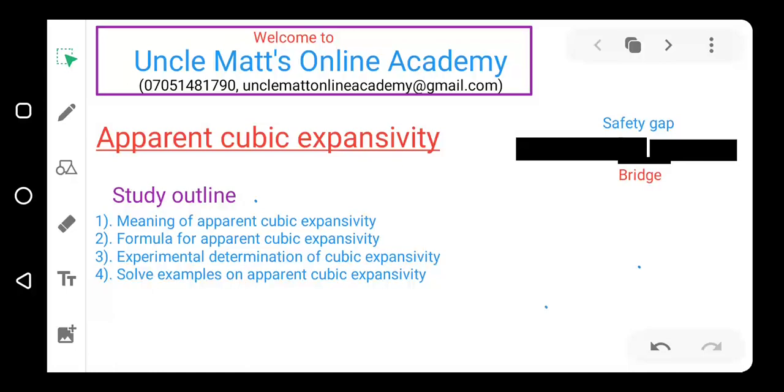Apparent cubic expansivity is the cubic expansivity of a liquid when we take into consideration the expansion of the container itself. Of course, we know that we cannot get the volume of a liquid directly because liquids do not have their own specific volume. You put a liquid in a container in order to get its volume. So, if it happens that the container also expands, which is always the case, because most things when you heat them, they will also expand.